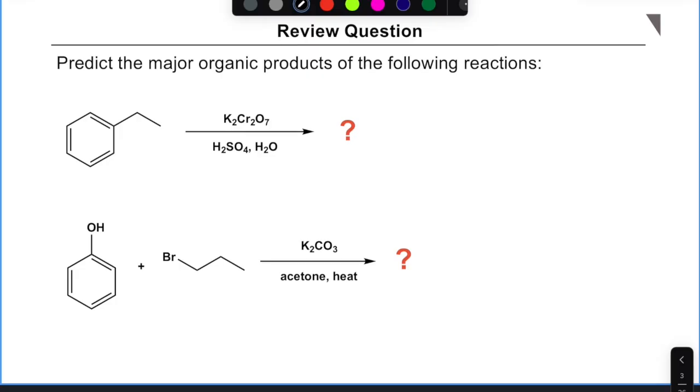All right, for the first one, does anyone know what these conditions are? We use the short form a lot on tests. Jones, yeah, these are Jones. And what is the product? Carboxylic acid. Does anyone know the name of the carboxylic acid?